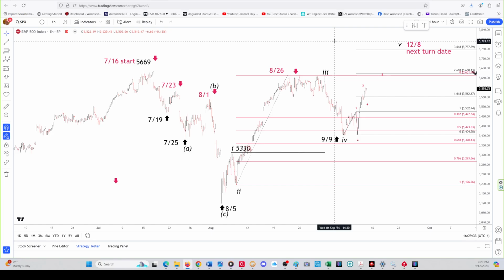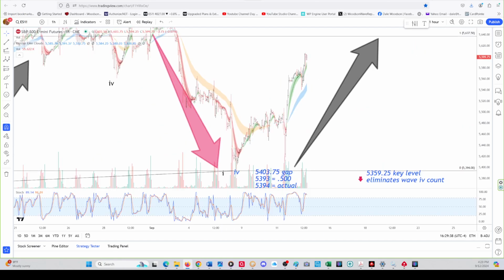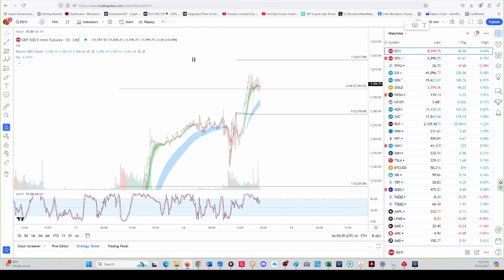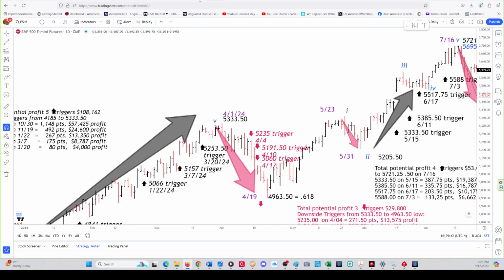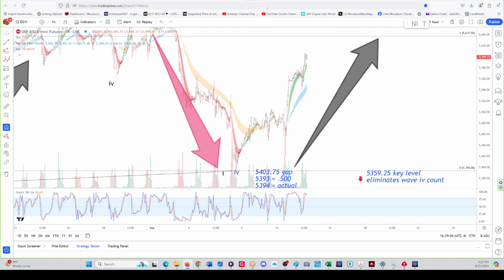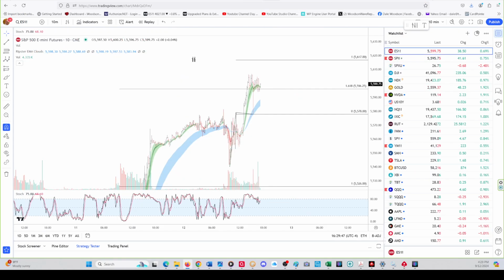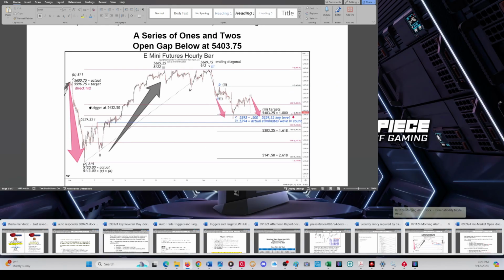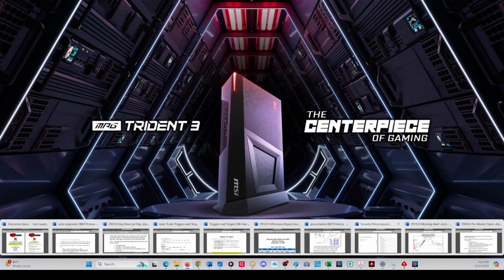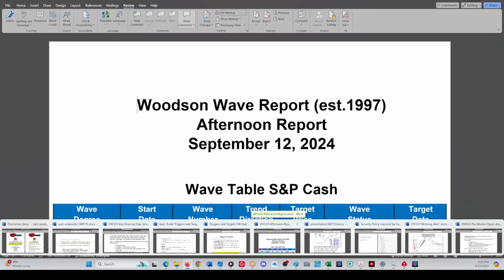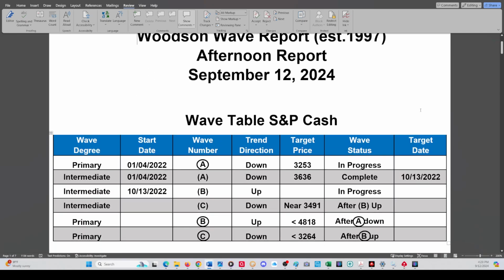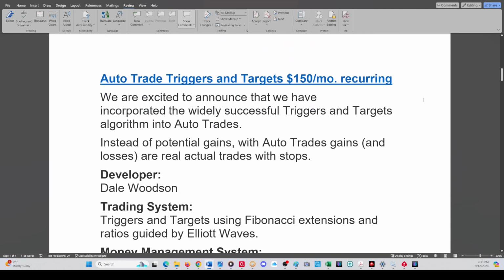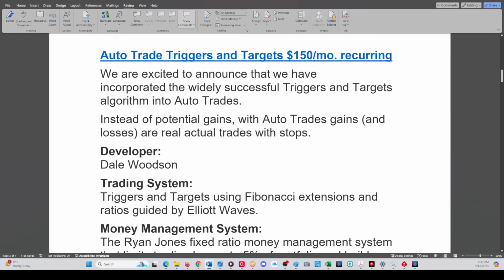Okay, so let's get into the current on the ES. See where we're at here. Okay, where did I put that? That's the triggers and targets. Bear with me while I get here. I tell you what, I'm going to go to today's report because I know I have it there. Let me see, that was the pre-market. Bear with me. Okay, here we go. Alright, there's our auto trade triggers and targets.